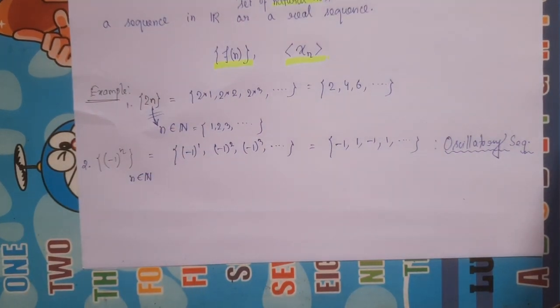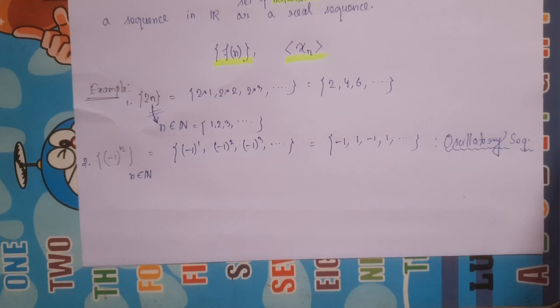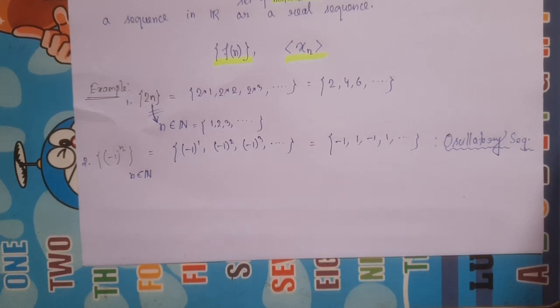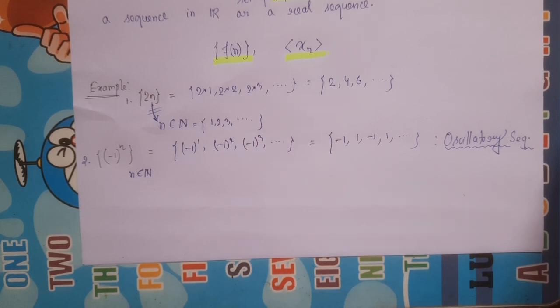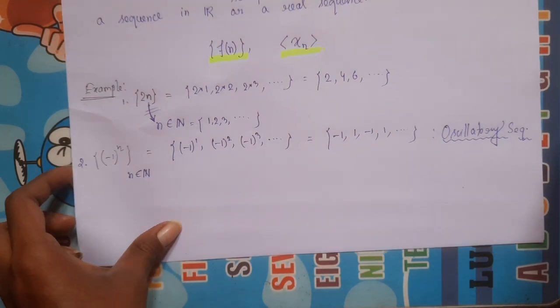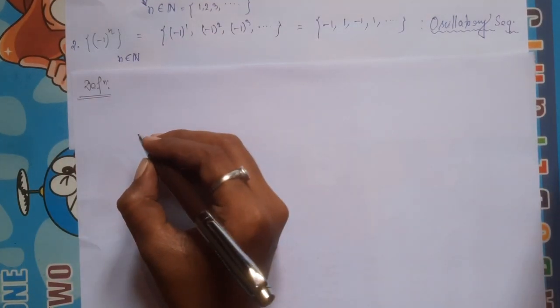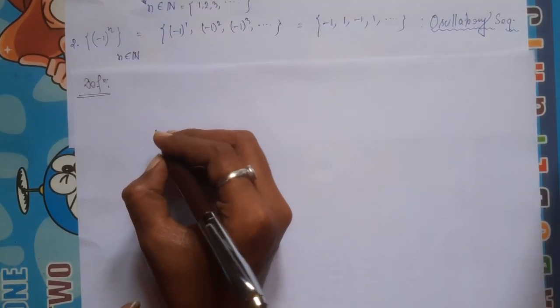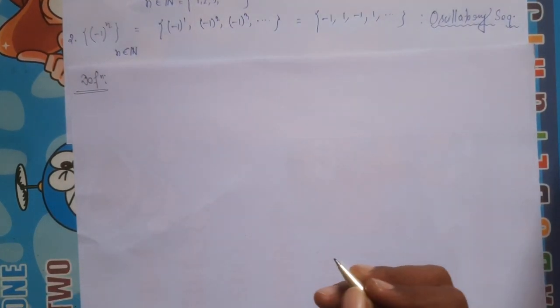Now we will see what the limit of a sequence is. Okay, so the limit of a sequence is nothing but a real number. So what is the definition of it? Let us see the definition. What is the definition of the limit of a sequence? Let us define it first, and after that I will discuss it.